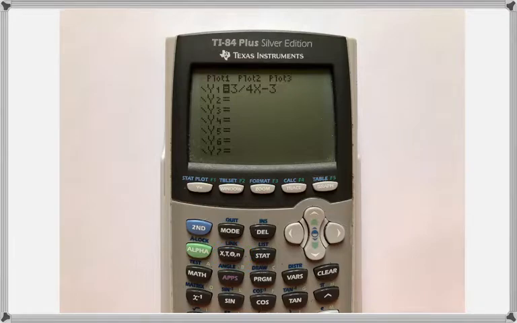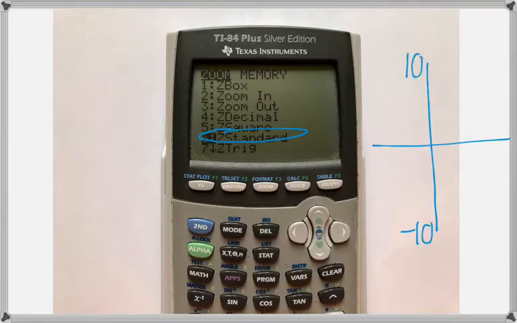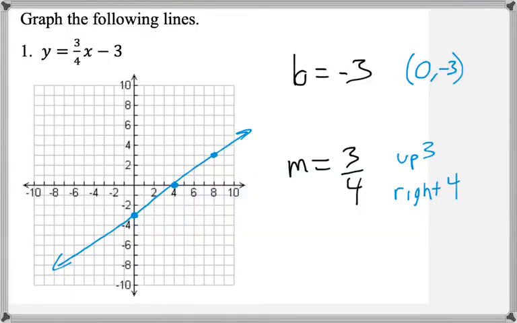So then I want to go to the zoom menu, and here I want to select 6, which is Z standard or zoom standard. And what this is going to do is give us a nice negative 10 to 10, negative 10 to 10 window. And this is what our line looks like. So you can see that it crosses the y-axis at negative 3, and it crosses the x-axis at 4. So that is consistent with our original graph.